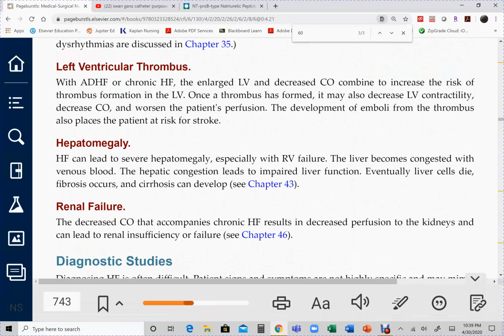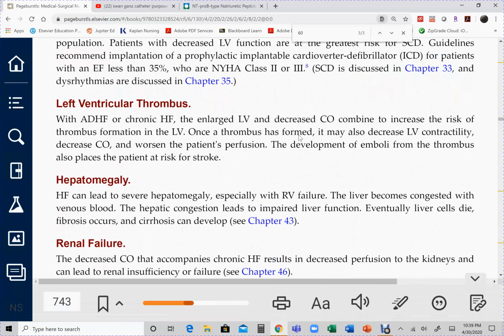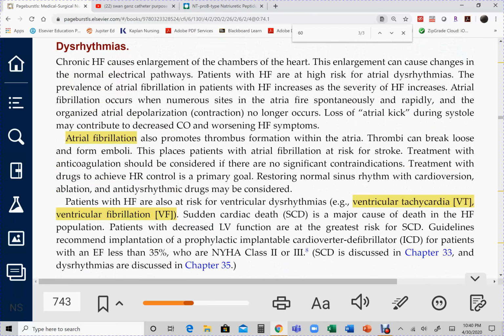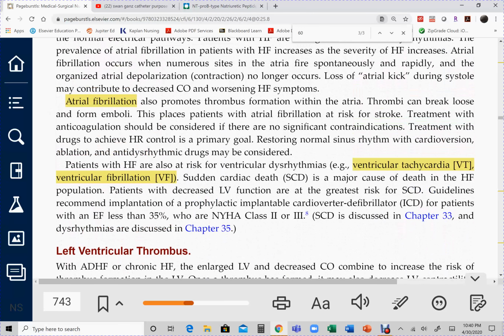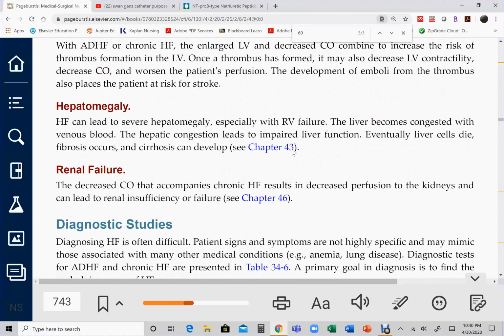The last few complications are left ventricular thrombus. This simply means a blood clot forming in the left ventricle, as opposed to blood clots forming in the atria resulting from atrial fibrillation. Whether VFib or atrial fibrillation, blood is not moving, and particularly in AFib, when you have a clot there, you have a very high chance of a stroke, an embolic stroke.